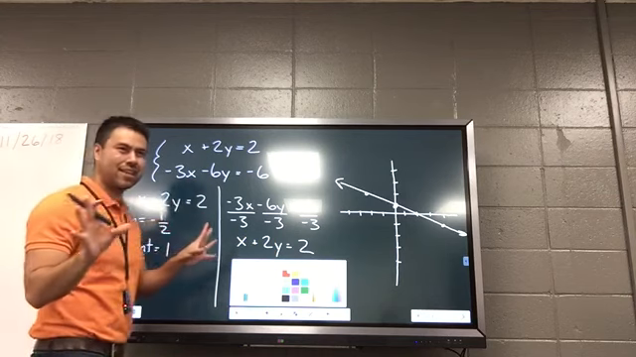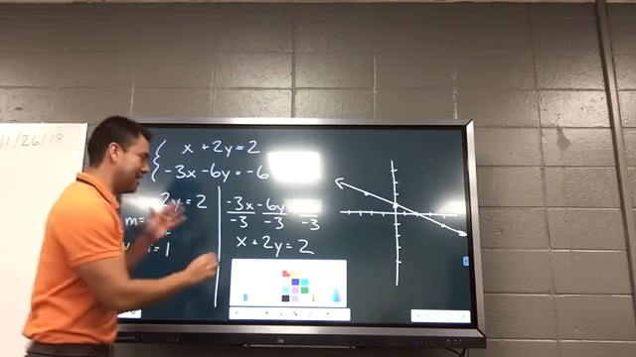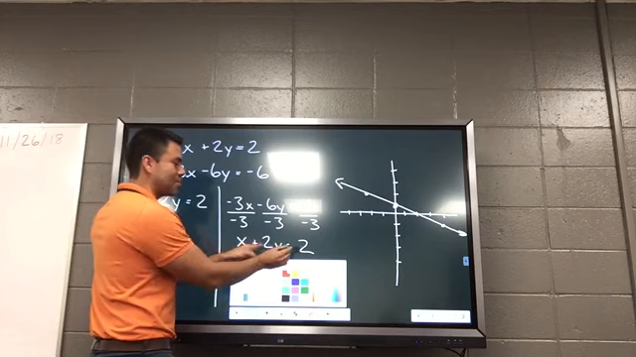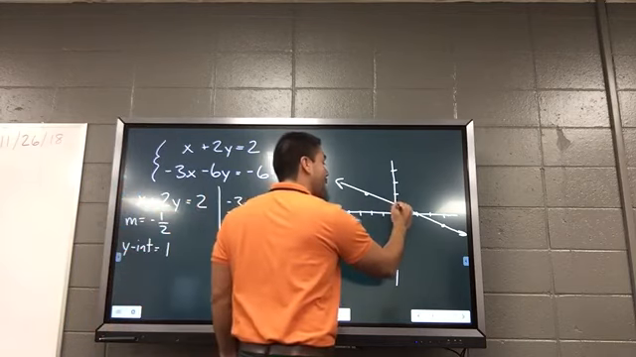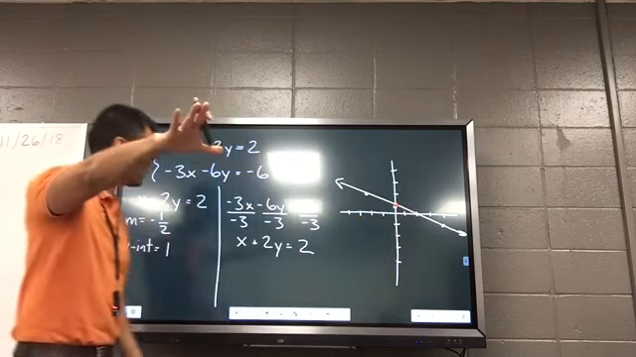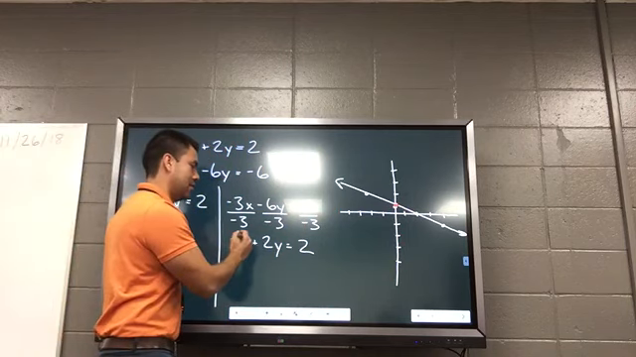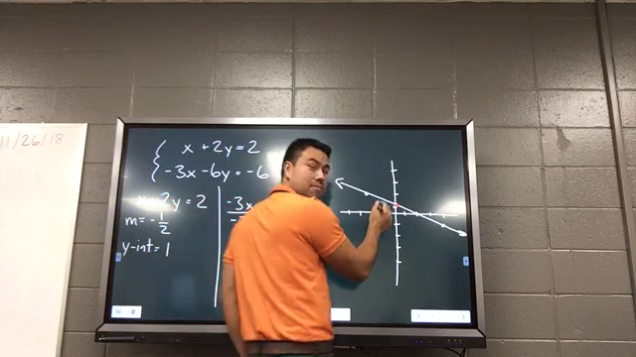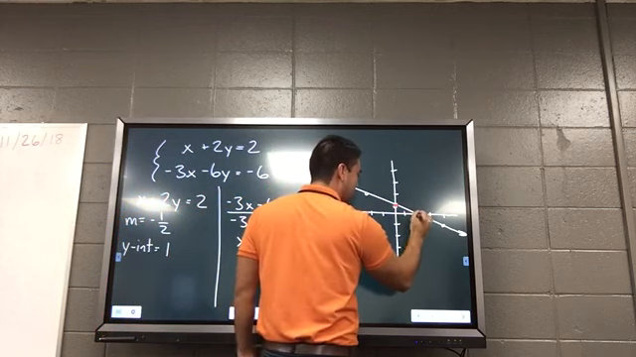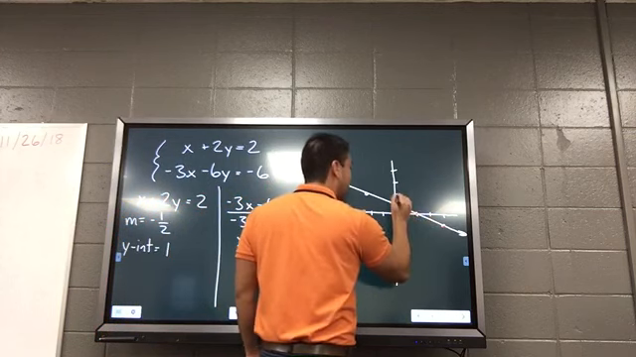Are you sure about that? No. Yes. Okay, I'm going to look at the y-intercept, which is 1. Okay, they happen to share the same y-intercept, but then what's the slope? Down 1 over 2, down 1 over 2, up 1 over 2.